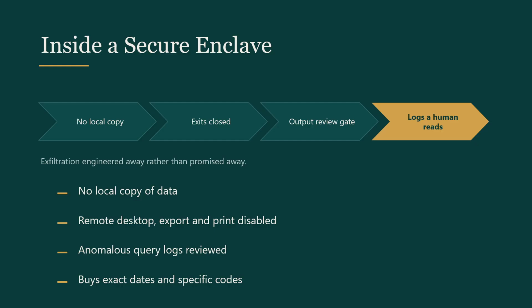Property 3, output review. Nothing leaves except through a gate, and at that gate, someone applies the cell size rule to tables, charts, and model output. Property 4, monitored logs with a human who reads them, so that a researcher suddenly running record-level queries against rare diagnoses triggers a question rather than a log entry.